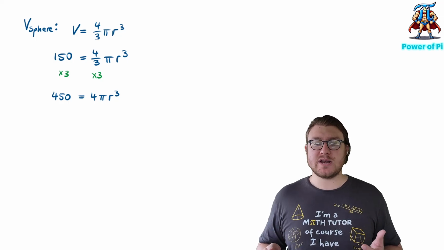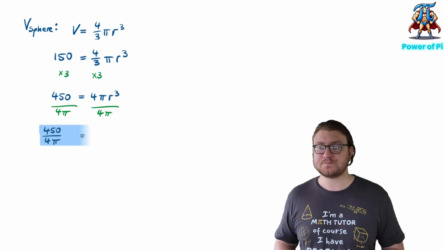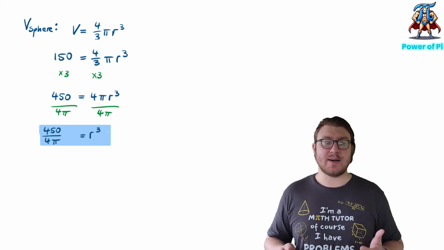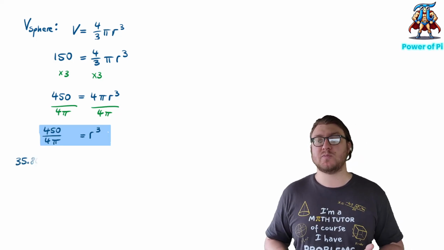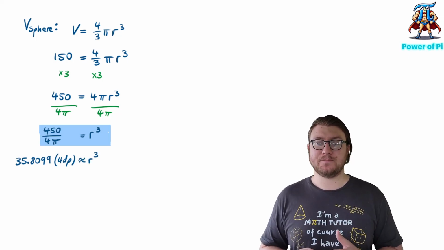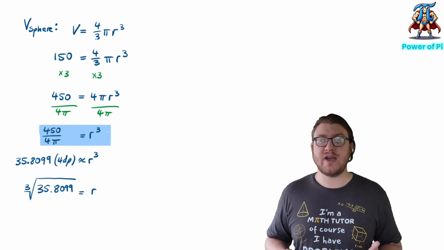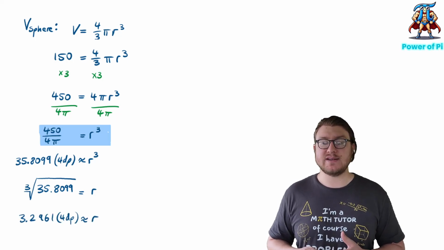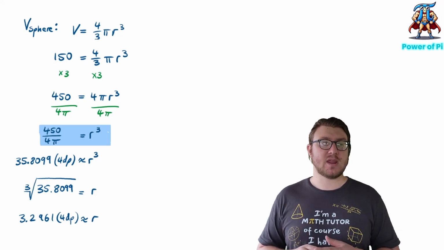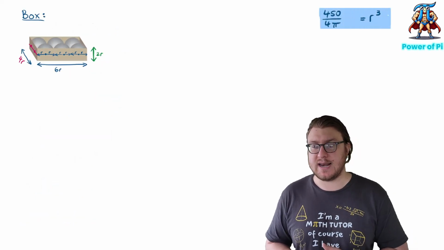Now we don't want a number in front of the r, so we're going to divide both sides by 4 pi. And now I have given you the exact number for r cubed, but you're welcome to put this in the calculator if this makes it easier. You can also do the cube root here to find the value of r itself, the radius, which is 3.29 and some other decimals. Now I'm going to put that information right at the top so we can use that later.